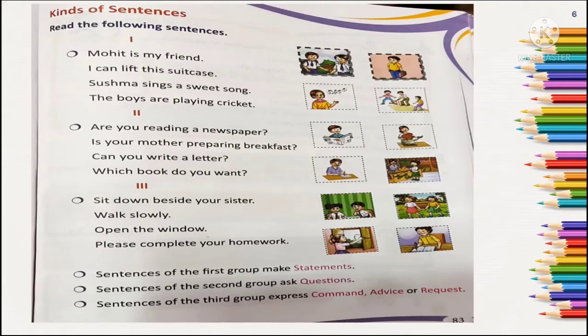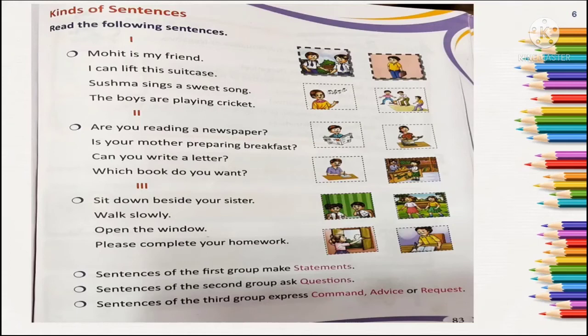When we use the helping verb in the beginning, it means "क्या." Are you reading a newspaper? क्या तुम न्यूज़पेपर पढ़ रहे हो? क्या तुम्हारी माँ नाश्ता बना रही है? क्या तुम लेटर लिख रहे हो? Then there are some interrogative words like which, what, when, where, whose, how. All these are interrogative words, meaning we use them in asking questions. So we will call these sentences questions.